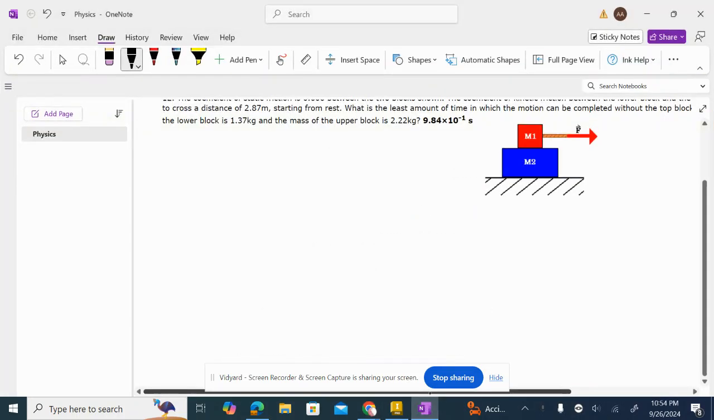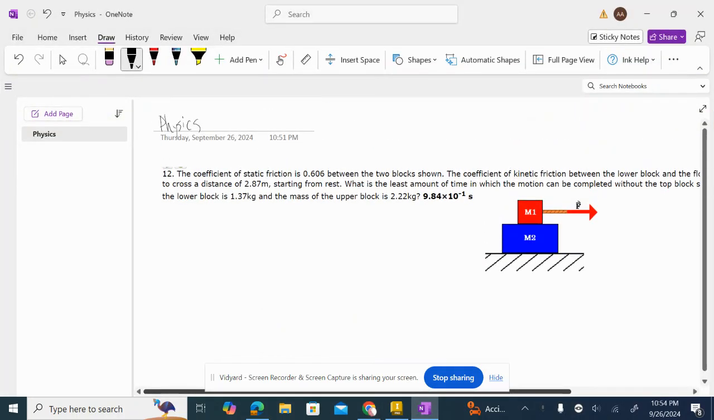Okay, I'm gonna open it up in OneNote. This is the question, and I'm gonna state all of my values and the notation that I'm gonna be using for them. You're probably gonna have to switch up the values, because different values.